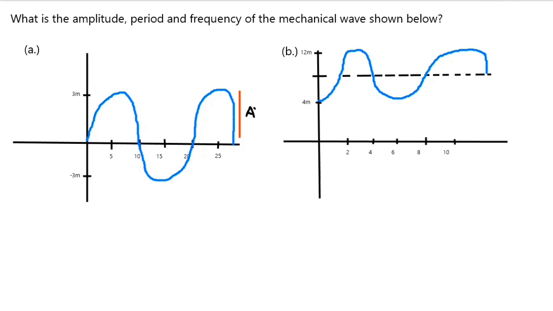So the highest thing, or the height, is called the amplitude. So our amplitude will become 3 meters if you read the problem. What's the amplitude, period, and frequency of the mechanical wave shown below?